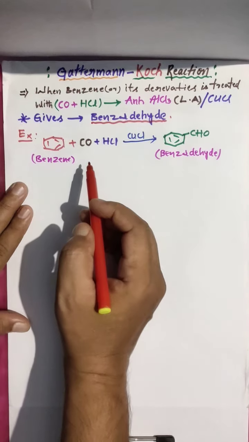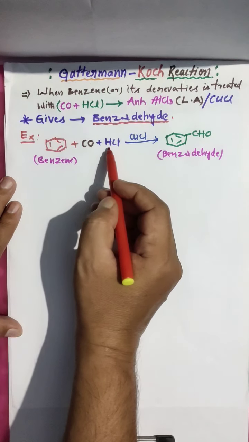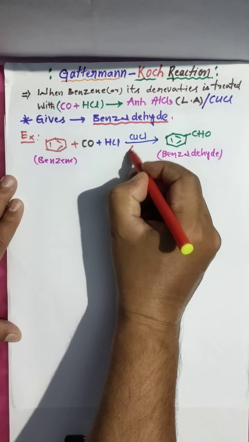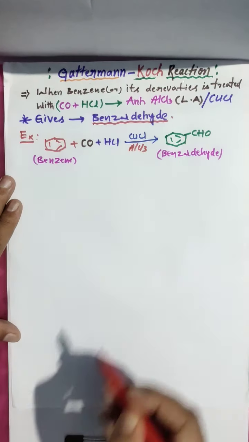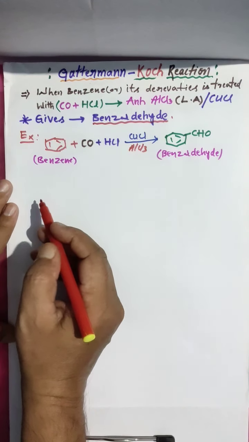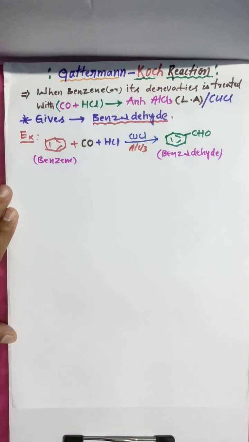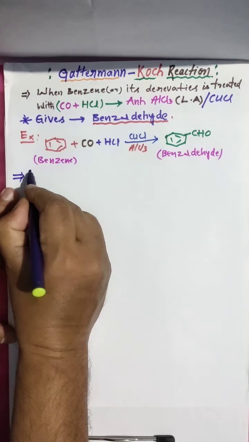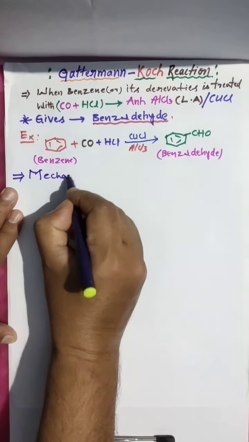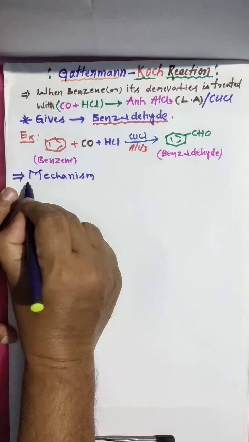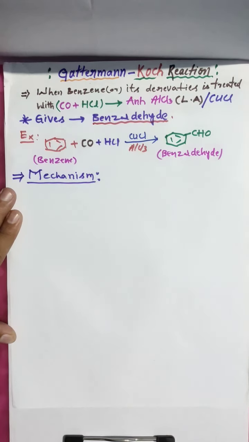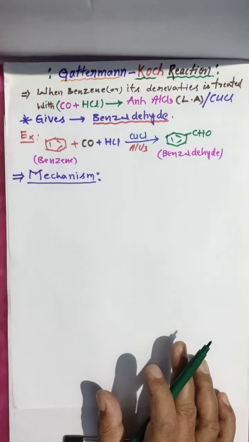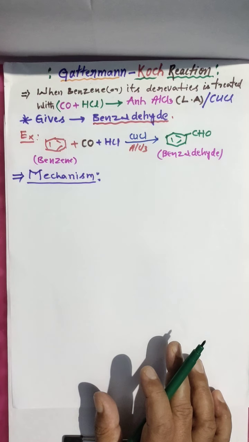But how CO and HCl and AlCl3 can give this benzaldehyde, for that we have to go for the mechanism. If you learn the mechanism of a few reactions, then the remaining are very easy. So I am going to explain the mechanism of Gattermann-Koch. Here we have to remember a few things about this reaction.